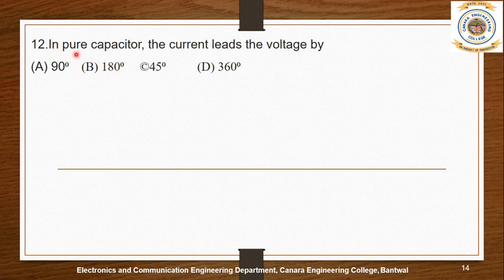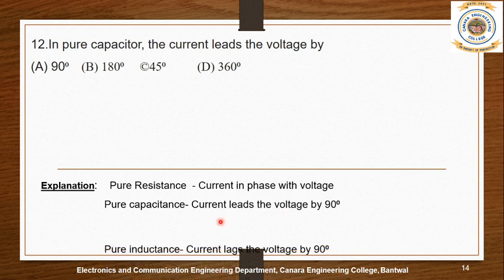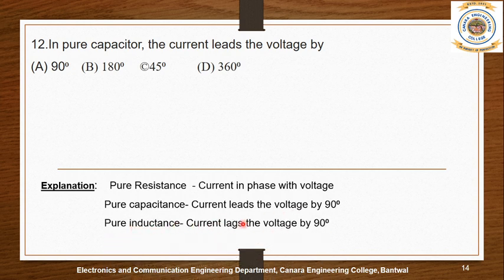Now, in a pure capacitor, the current leads the voltage by 90 degree, 180 degree, 45 degree, or 360 degree. For that we should know, in case of pure resistance, current is in phase with voltage. In case of pure capacitance, current leads the voltage by 90 degree. In case of pure inductance, current lags the voltage by 90 degree. So here it is a pure capacitor, so current leads the voltage by 90 degree. That is option A.